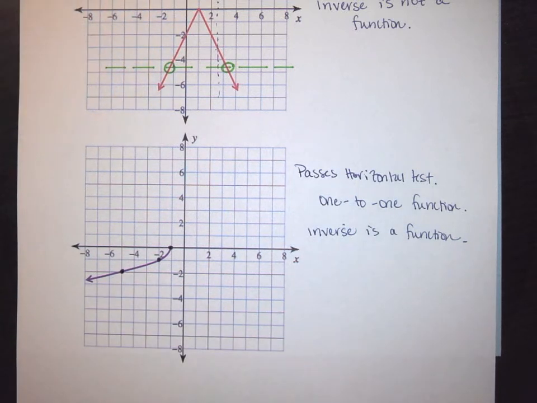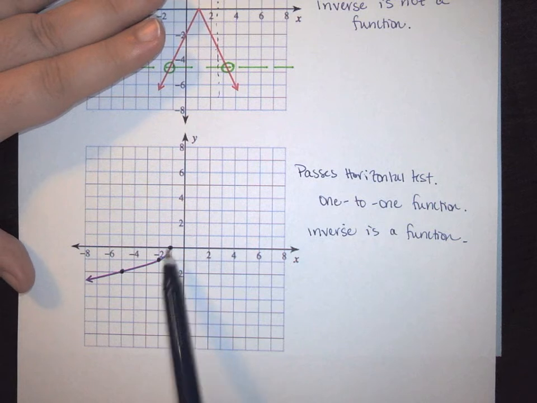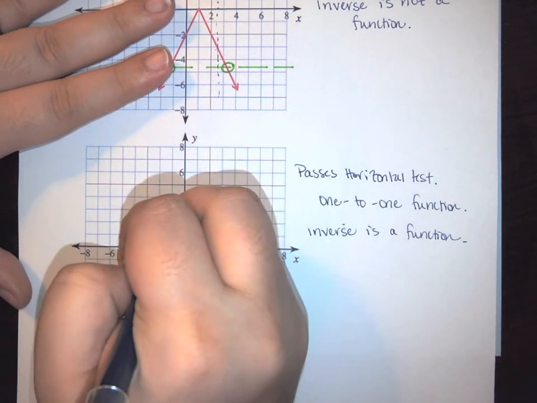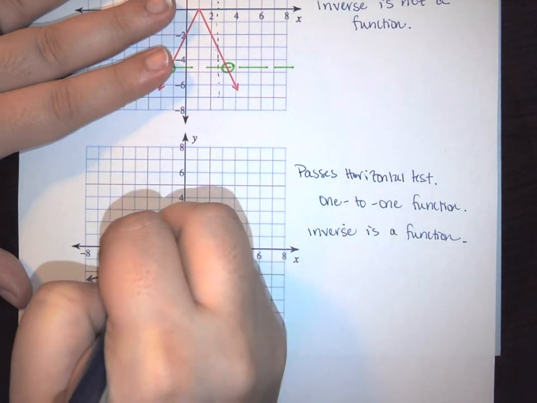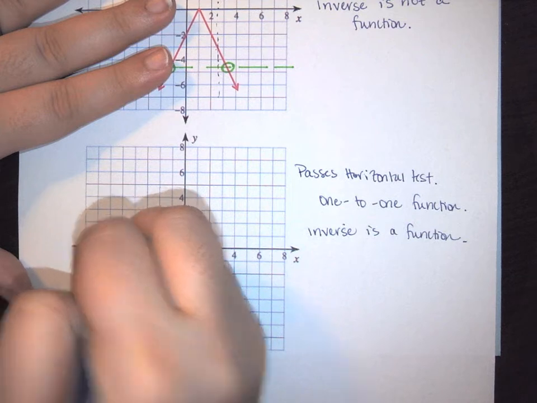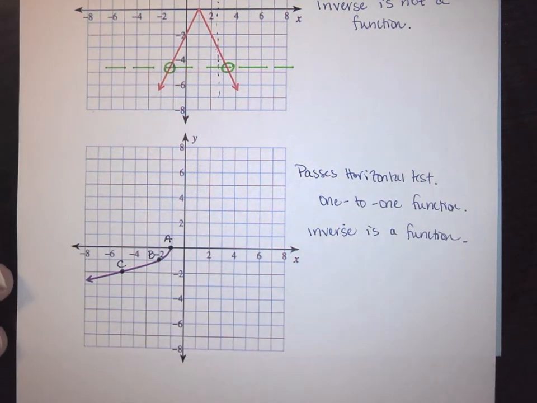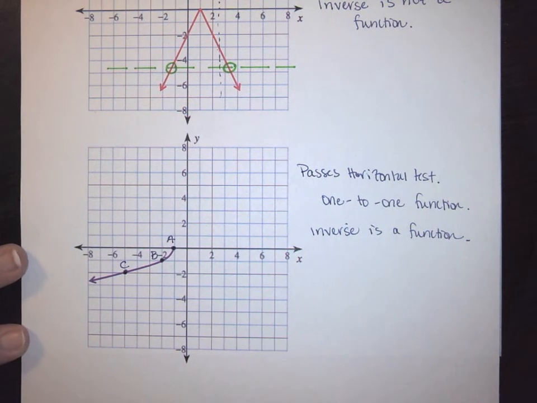So I can use these 3 points in order to make my graph. So the first thing I need to do is identify your points. So let's call this A, B, and C. Okay. So when I'm looking at these, there's a few things that I need to know.